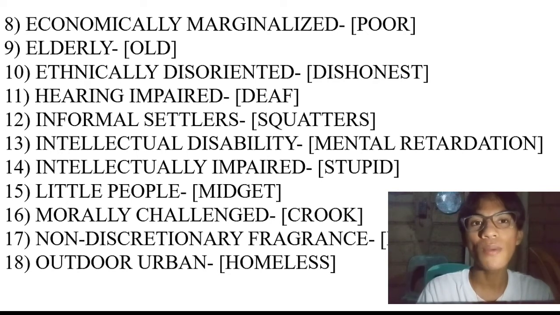Eighth, economically marginalized instead of poor. We can define poor as not having sufficient money to live a standard considered comfortable or normal in a society, but instead of describing people as poor, try this one: people who are economically marginalized to afford a cell phone.